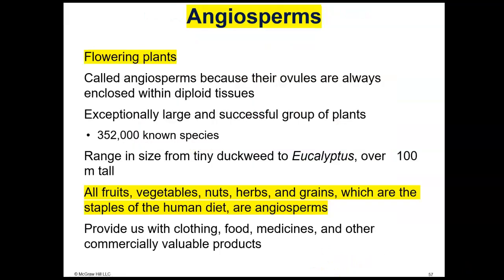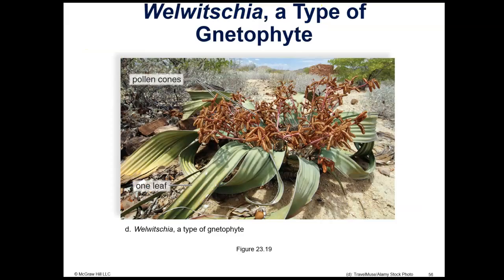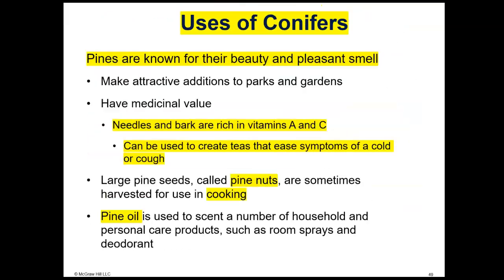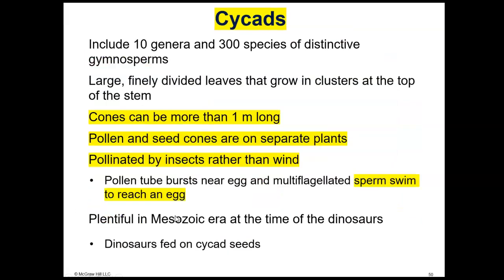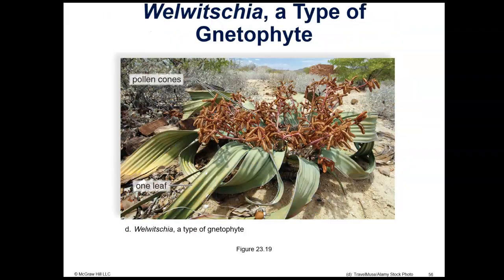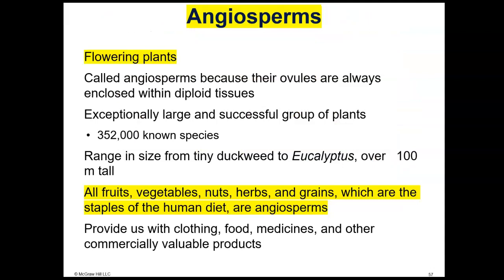So those are our examples of gnetophytes, and just remember, let's go back and review. The gymnosperms include the conifers, cycads, ginkgos, and gnetophytes. And now we will move on to the angiosperms, which are our flowering plants. Most plants on the planet right now are angiosperms. All fruits, vegetables, nuts, herbs, and grains, which are the staples of our diet, are angiosperms.